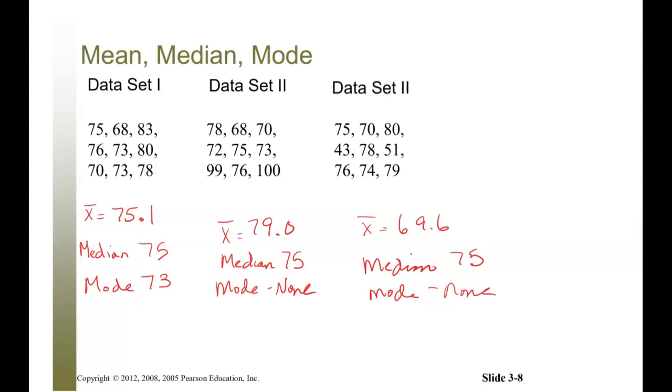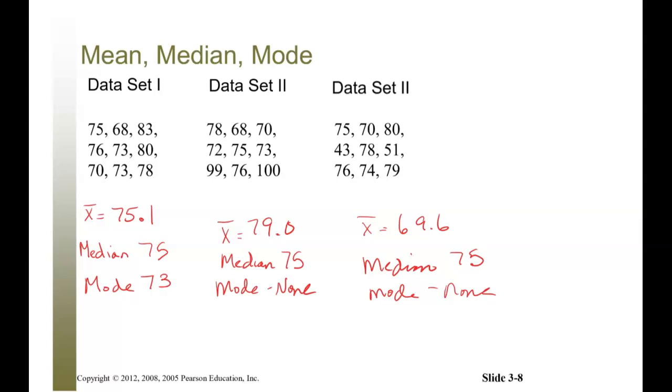So before I move on, I want you to think about this for a minute. One of these data sets is a nice, even, normal distribution bell curve. One of them is right skewed, and one of them is left skewed. So I want you to take a minute and think about which one might be which.